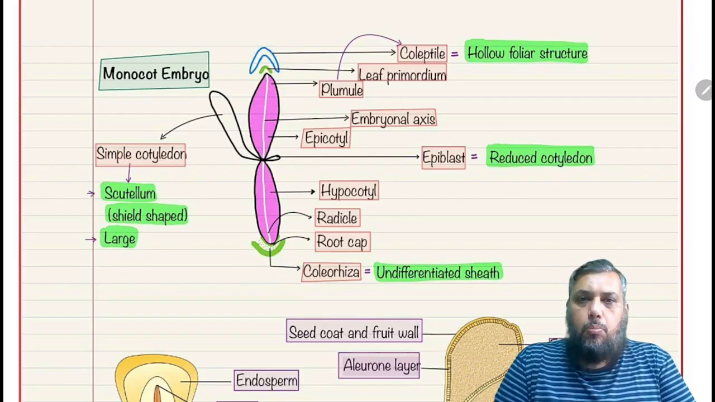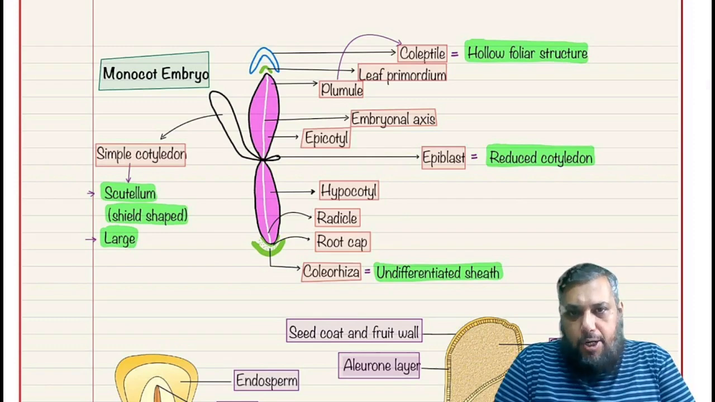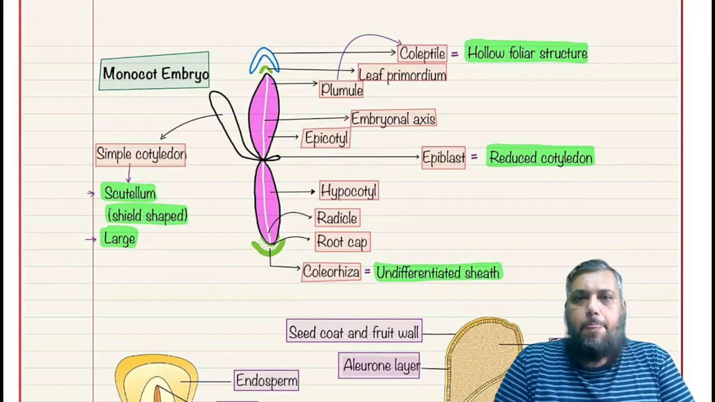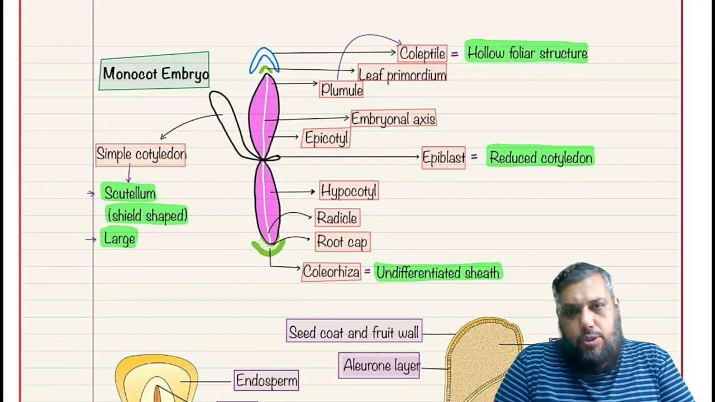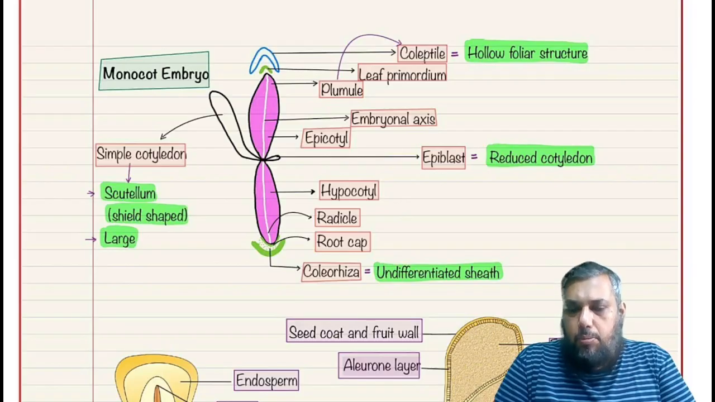So this is about a monocotyledonous embryo, which shows the presence of a single cotyledon. It is shield shaped, so it is called a scutellum. The other cotyledon is highly reduced, it's called the epiblast. You have an embryonal axis with an epicotyl and a hypocotyl. The tip of the hypocotyl is the radicle. The tip of the epicotyl is the plumule. The plumule is covered by the leaf primordium, which is in turn covered by a hollow leaf-like structure called coleoptile. The radicle has the root cap covered by the coleorhiza.